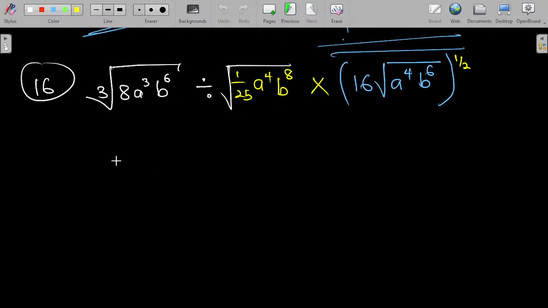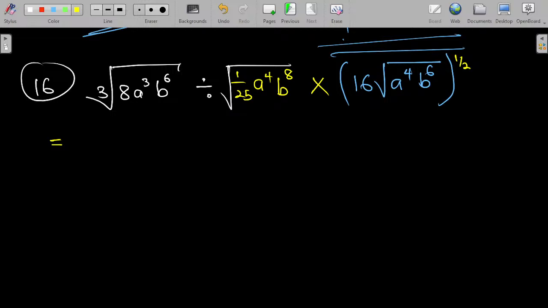Okay, so let's begin. I want us to look at this example before we go to 17. Remember I said we will now go through 17 to 32. So what is expected of us here? We have the cube root of 8a to the power 3 b to the power 6, divided by this and multiplied by this.